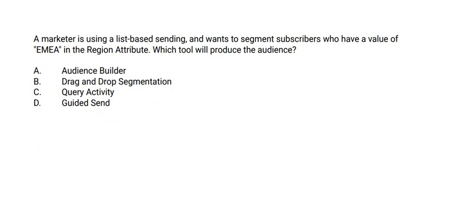Next question is, a marketer is using list-based sending and wants to segment subscribers who have a value of EMEA in the region attribute. Which tool will produce the audience? Options are: Option A, Audience Builder. Option B, Drag and Drop Segmentation. Option C, Query Activity. And option D, Guided Send. The correct option is option B.